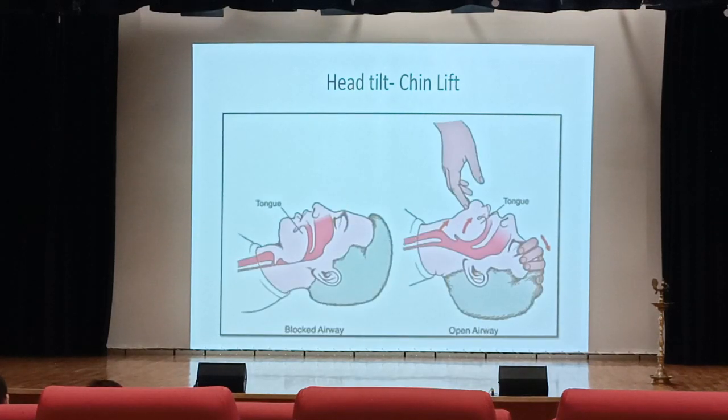So here we can see the blocked airway and the open airway. In blocked airway, we can see that there is a tongue fall, and because of the tongue fall, the airway is obstructed. But when we perform the head tilt and chin lift maneuver, as we see in the second picture, the airway has opened by this simple maneuver. So though simple, this maneuver is very important while managing such patients.